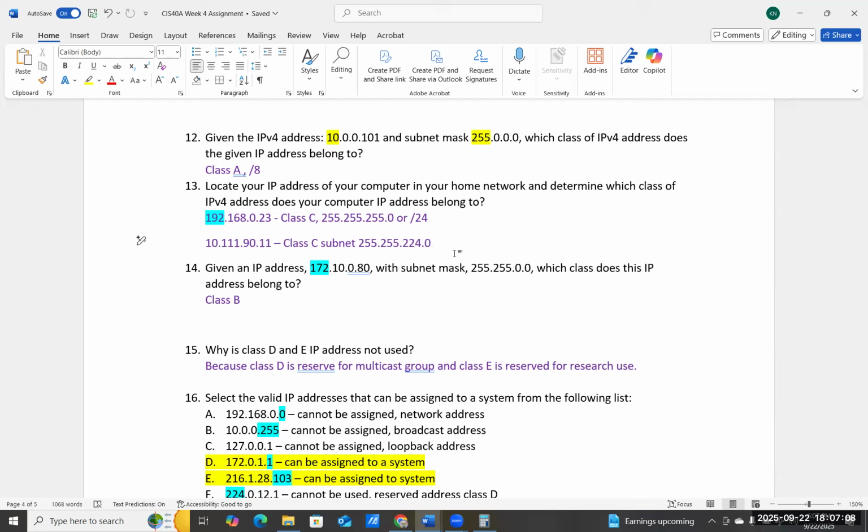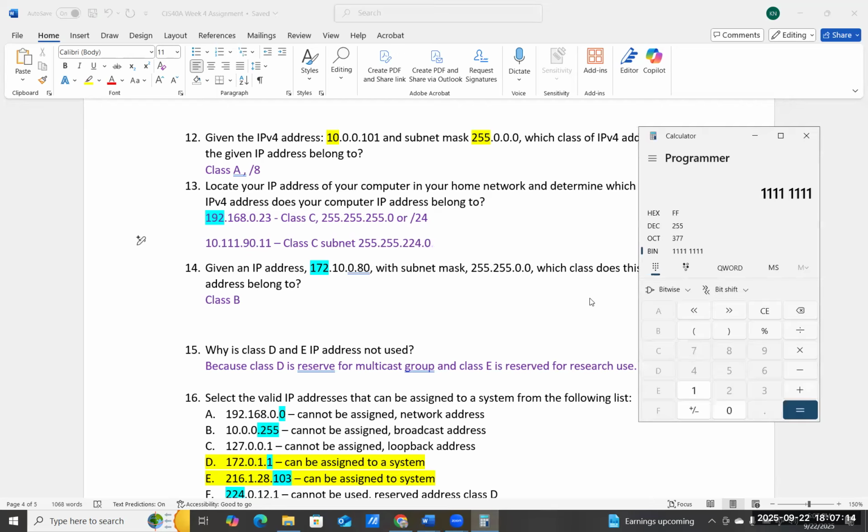So 224, if you convert that back, pick your programmer calculator, right? Clear this, put in decimal 224. How many bits is that? 3. You see? 3 bits here. So that means that I have 8 plus 8 plus 3, which gives me 19. That's a CIDR 19.